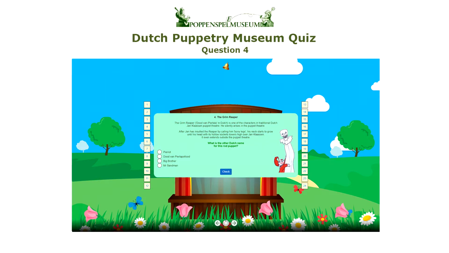What is the other Dutch name for this rod puppet? Pierrot, Dood Vampierlapotlood, Big Brother, Mr. Sandman.